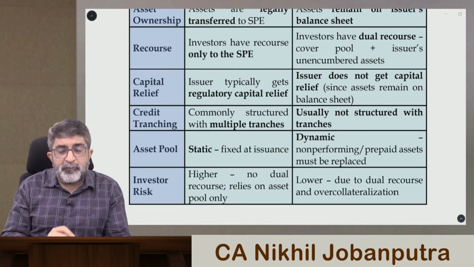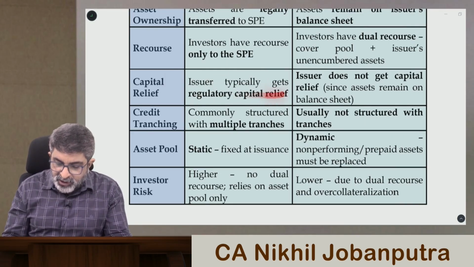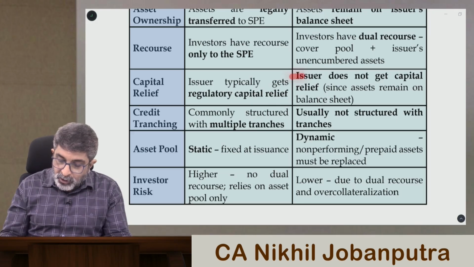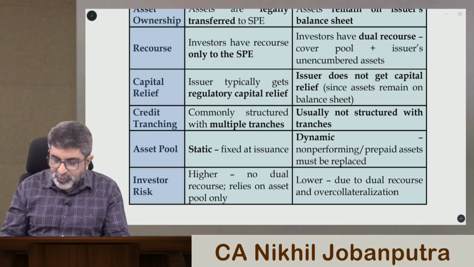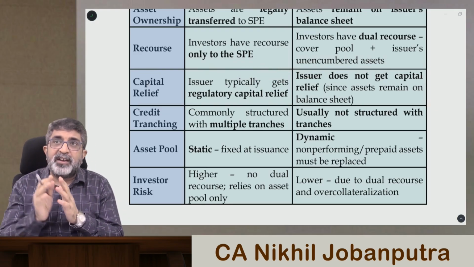Capital relief, a very important point. For ABS, the issuer typically gets regulatory capital relief. And here, for covered bonds, the issuer does not get the capital relief. Now this point you need to understand very well. I'll explain it to you. Please understand.